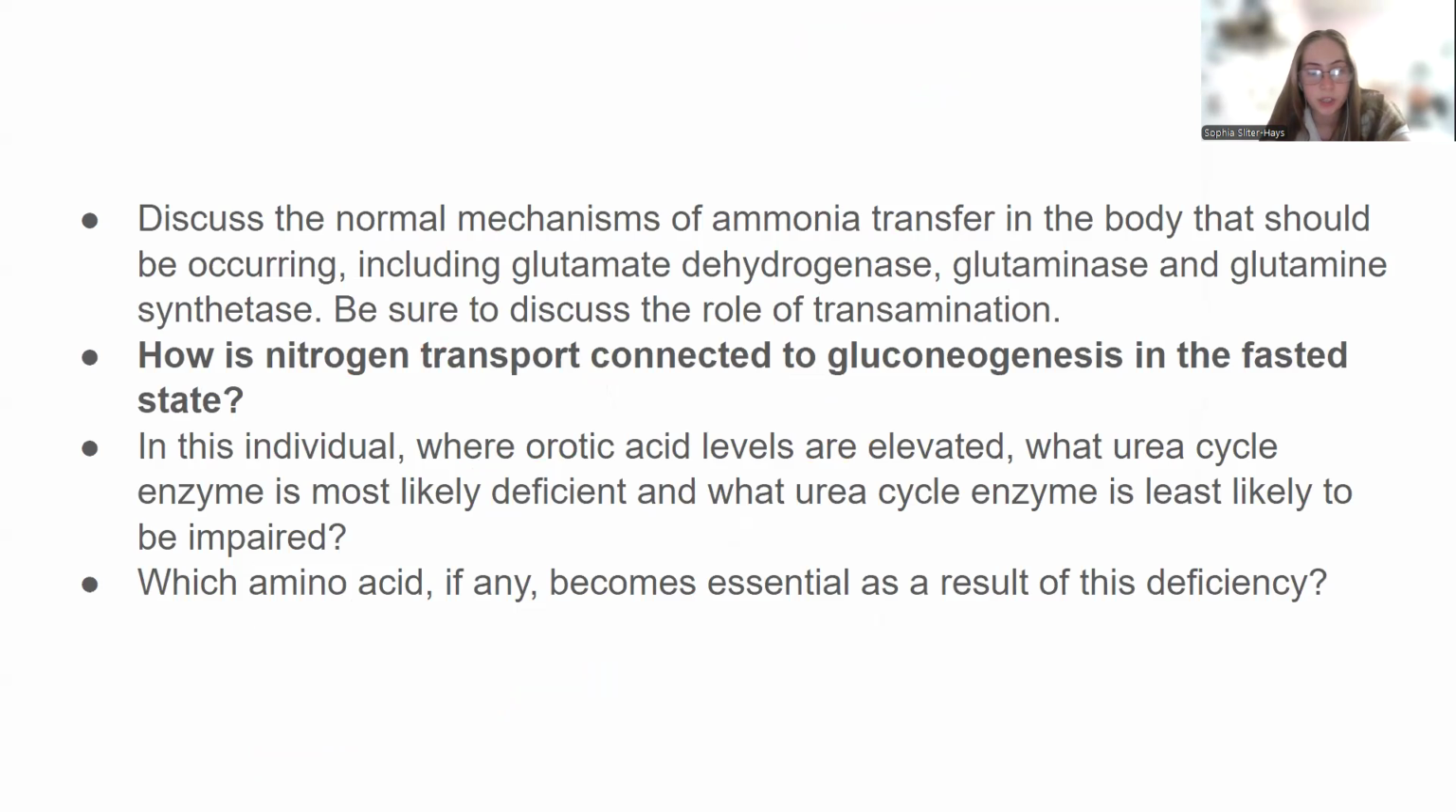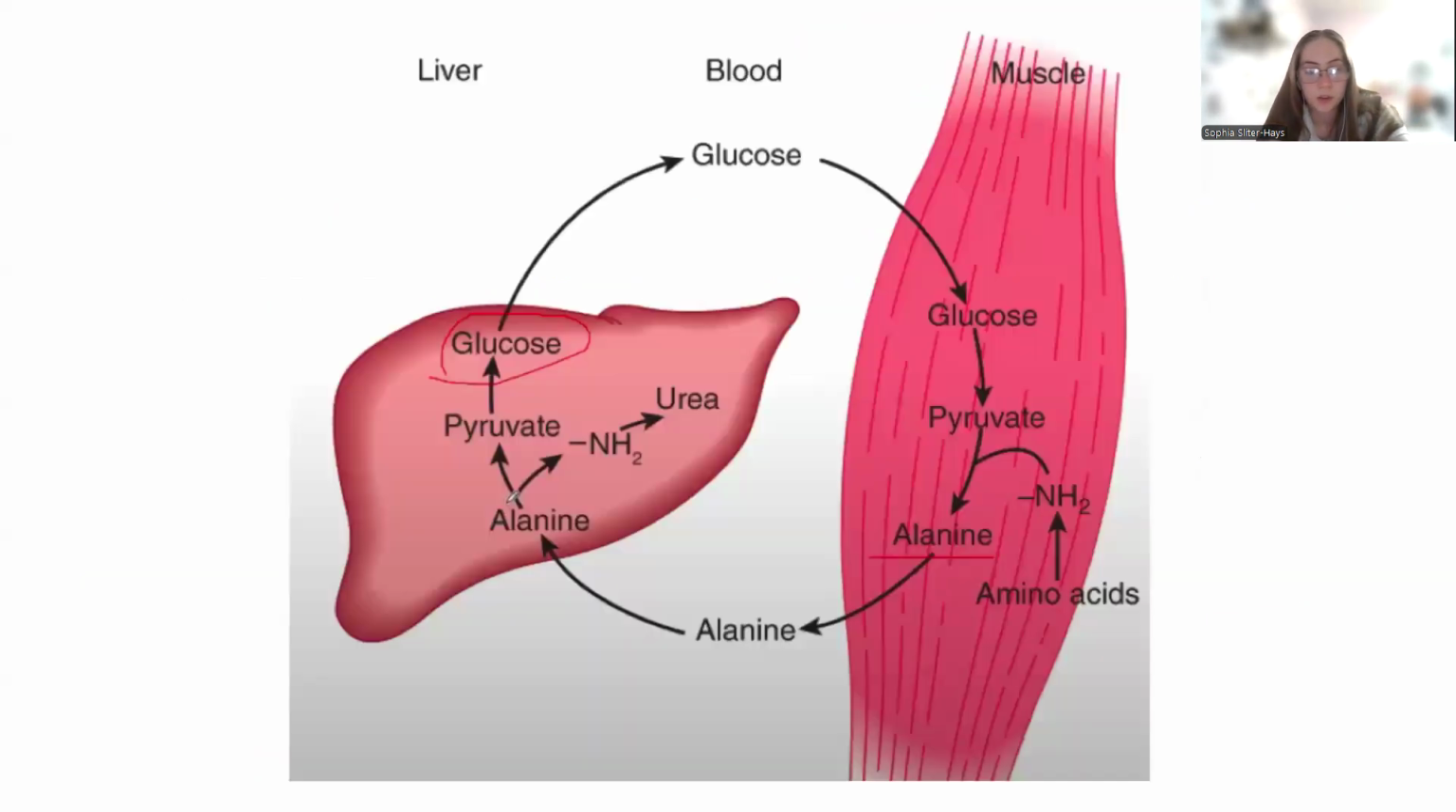So nitrogen transport and disposal happens in both the fed and fasted states. In the fed state, dietary amino acids will be broken down and contribute to the carbon pool. In the fasted state, the carbon skeletons from amino acid catabolism will be used for gluconeogenesis. The alanine-glucose cycle plays a key role in shuttling amino groups and glucose between the muscle and liver.